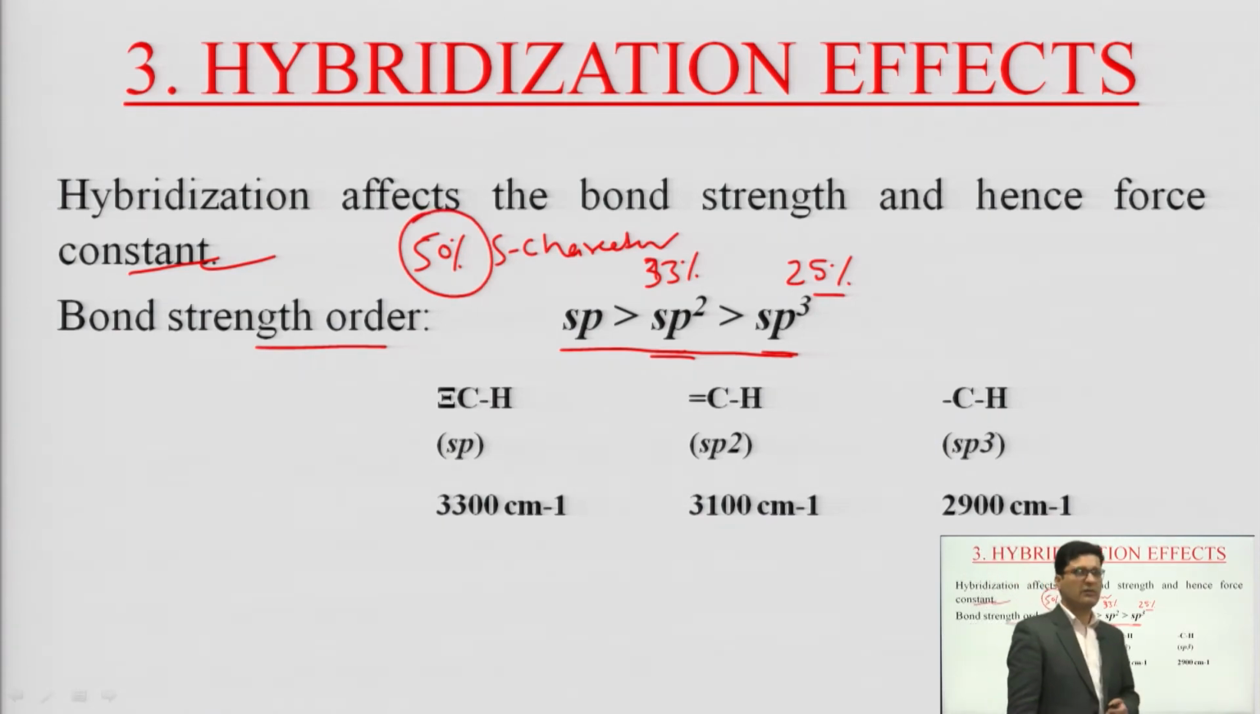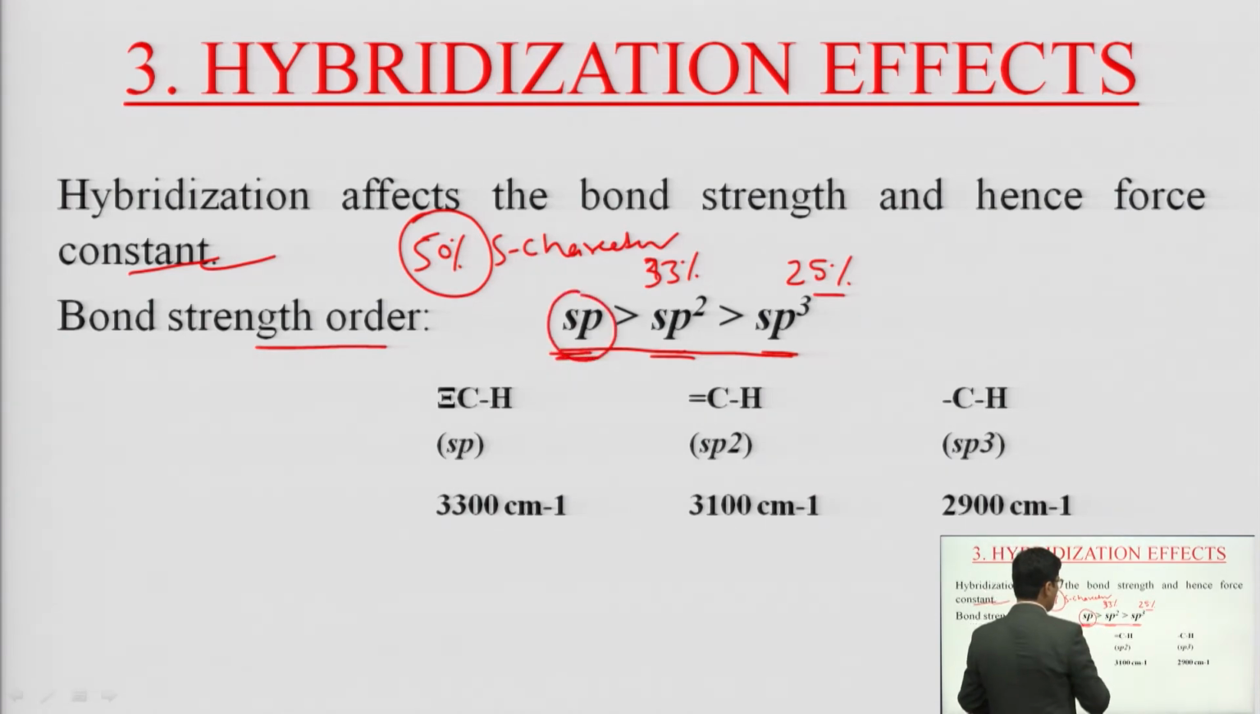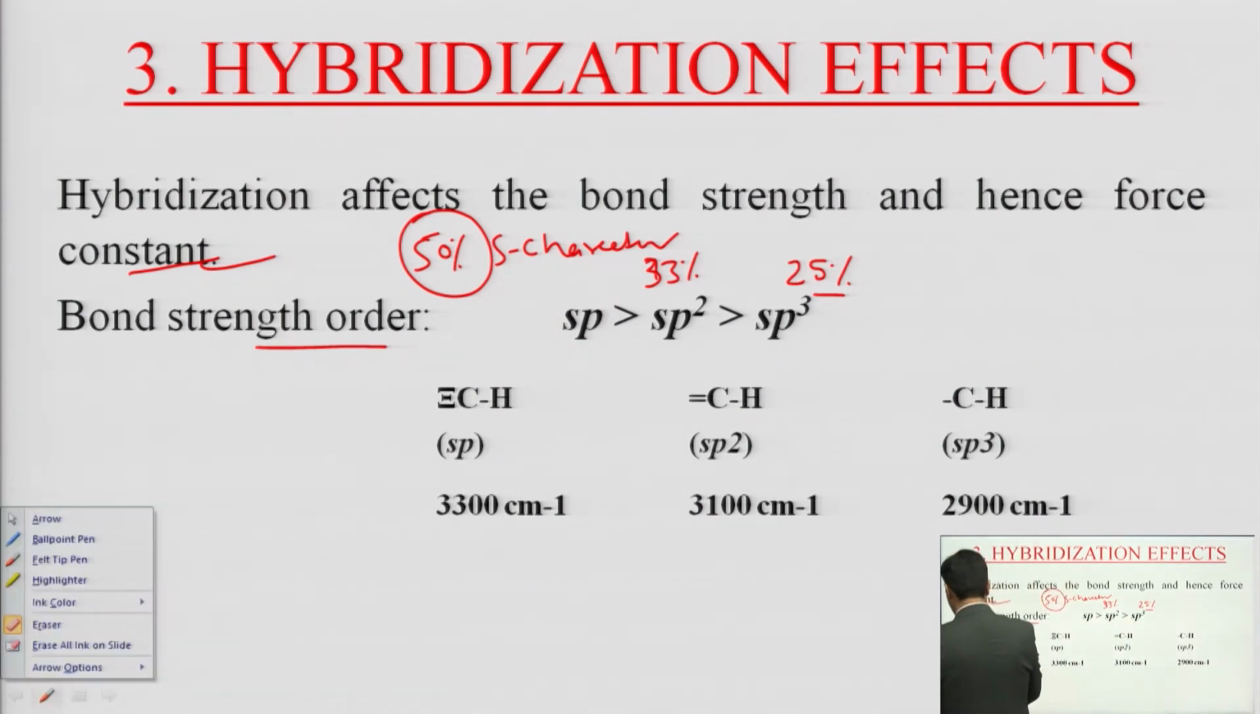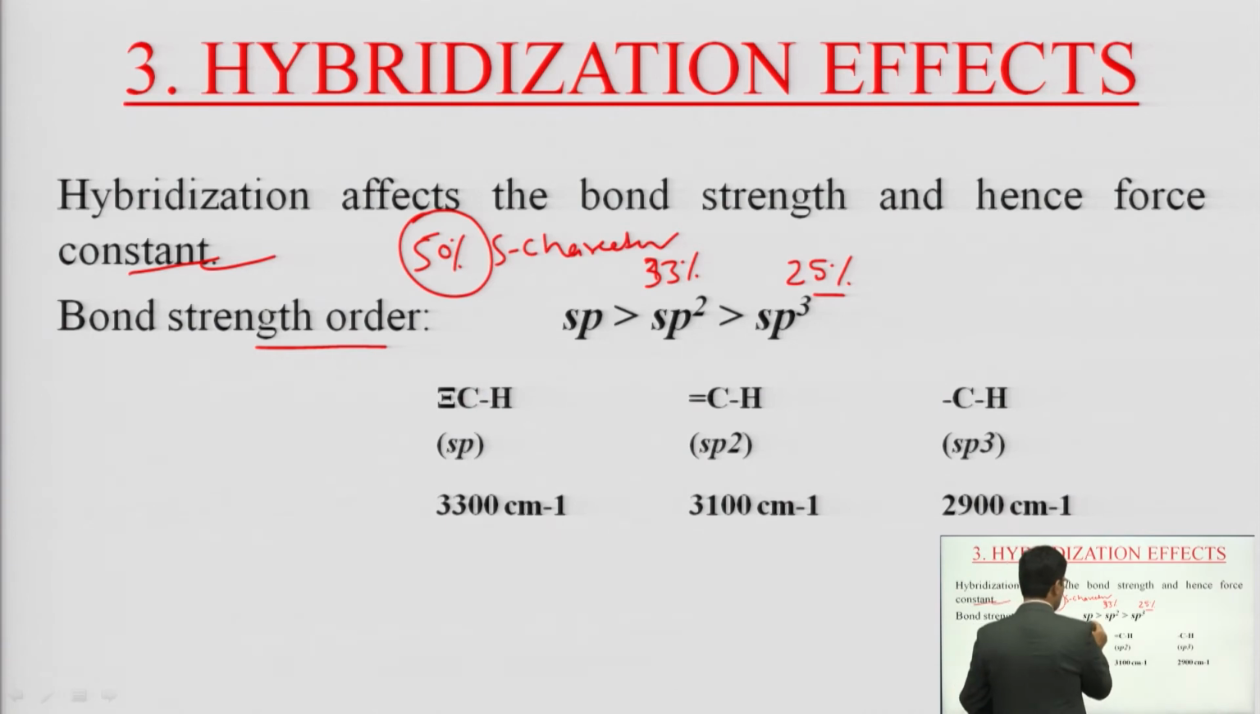So, it is a well known fact that S character generally tends to make the bonds stronger. Therefore, molecules with sp hybridization are even stronger than sp2 and then sp3. So, sp is generally seen in case of alkynes, sp2 is generally seen in case of alkenes, and sp3 is generally seen in case of alkanes.